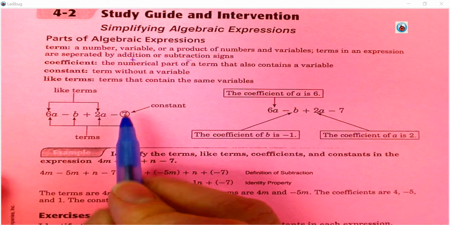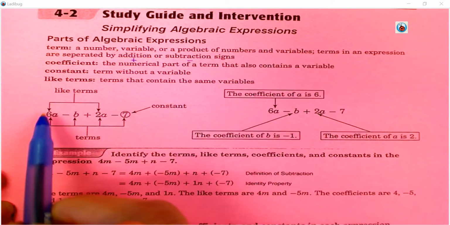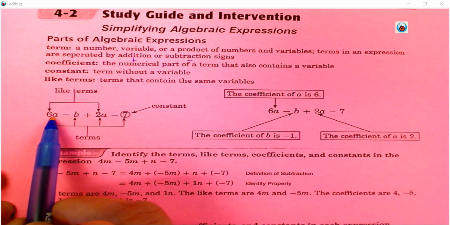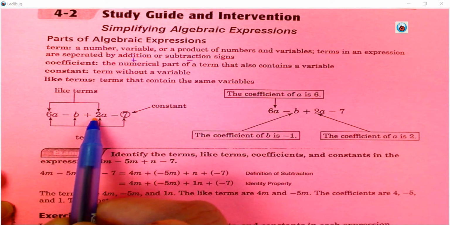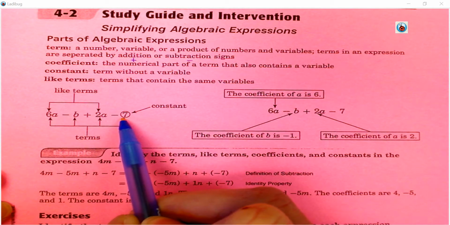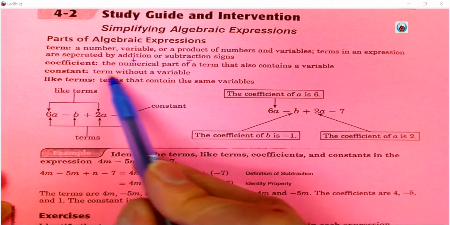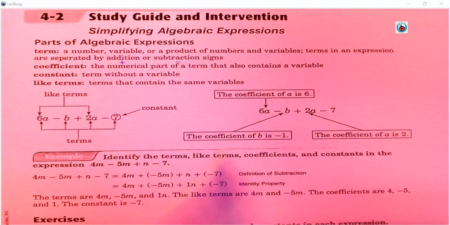A coefficient is the numerical part of a term that also contains a variable. So 6 is the coefficient for a, -1 is the coefficient for b, +2 is the coefficient for this a, and that's not a coefficient because it does not have a variable. A constant is a term without a variable, so 7 is the constant. Like terms are terms that contain the same variables.